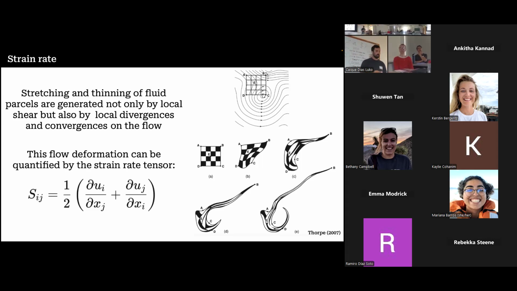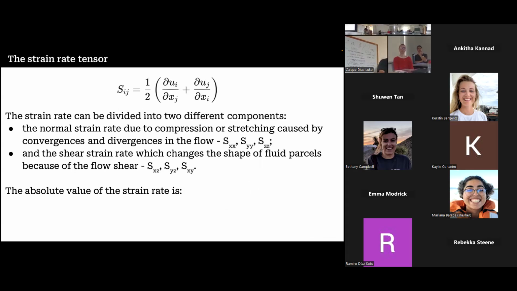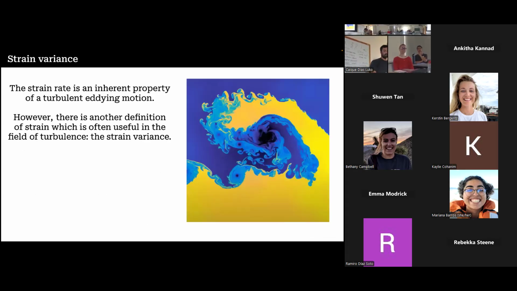And then the strain variance measures the variance in deformation across a flow. So you can see that there are a bunch of wiggles here. They were perturbed because of turbulence, a bunch of wiggles here, but here it's all constant. So the strain variance is going to try to measure how much of those wiggles are there. And this is going to be useful for parameterizations, to get a sense of how much turbulence is happening without measuring turbulence directly.